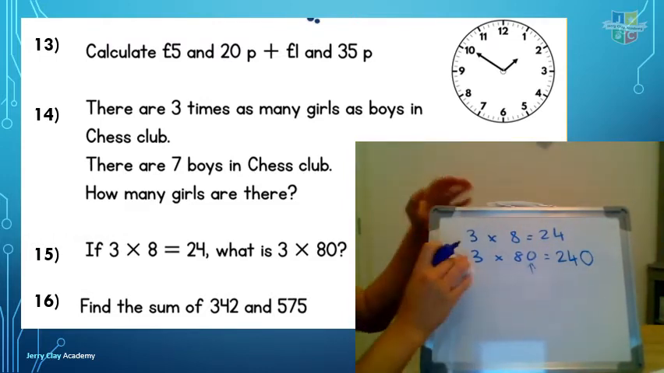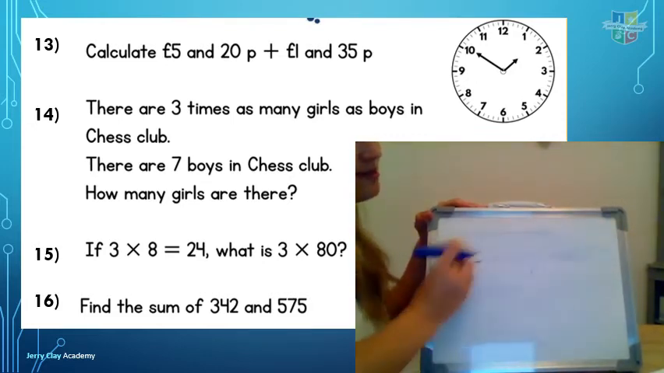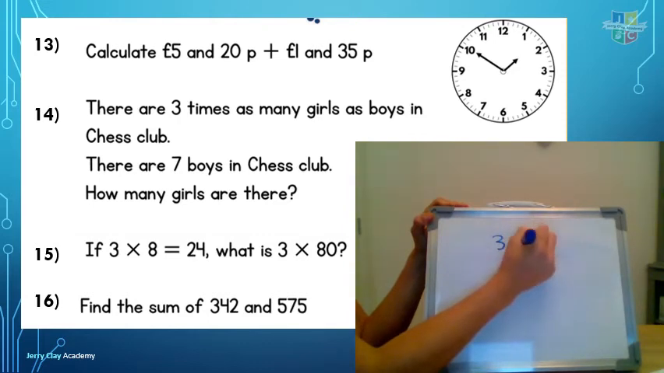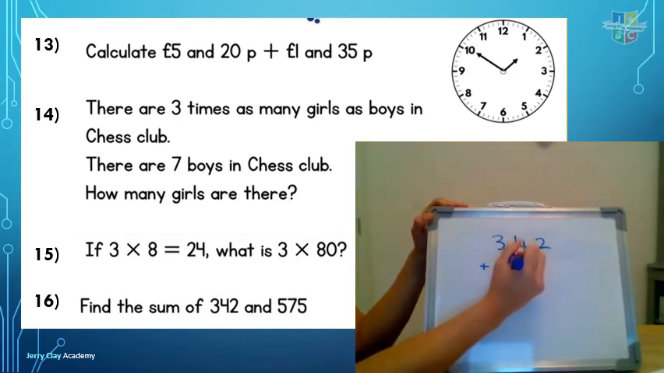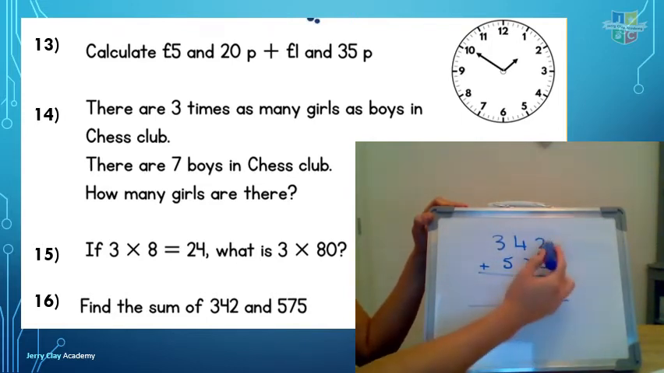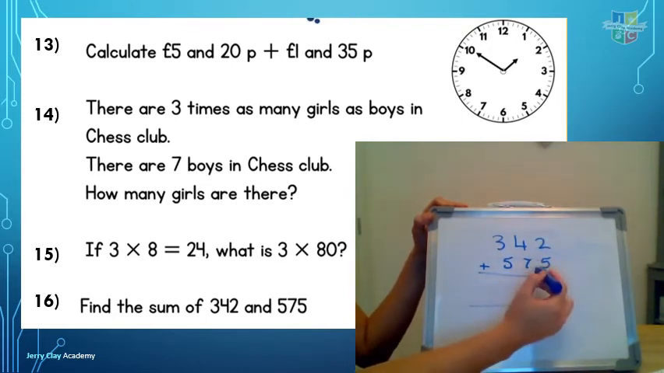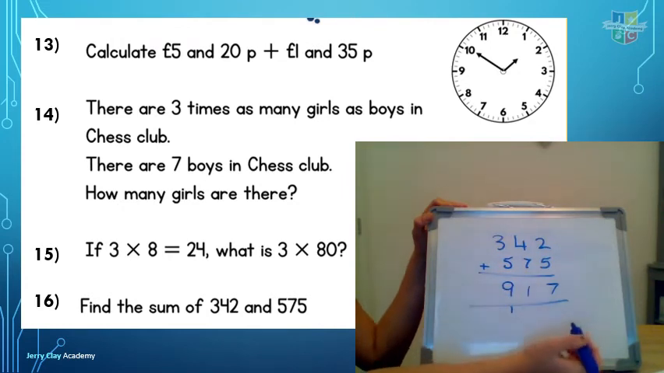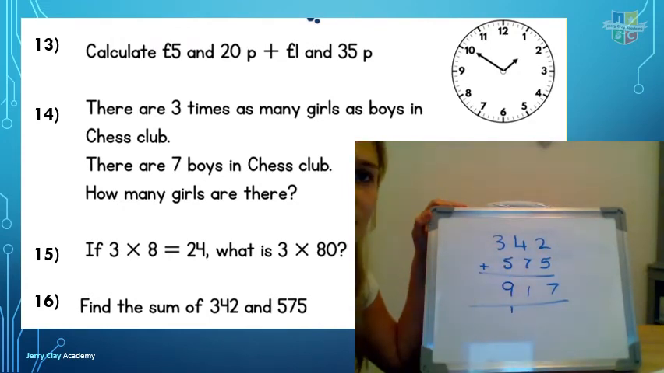Finally, what is the sum of 342 and 575? To find the sum, it just means the total. So we do 342 add 575, which if you worked it out, 5 adds 2 is 7, 7 add 4 is 11, so I would exchange and put my 1 in under my hundreds column. 5 add 3 is 8, add your 1 is 917.